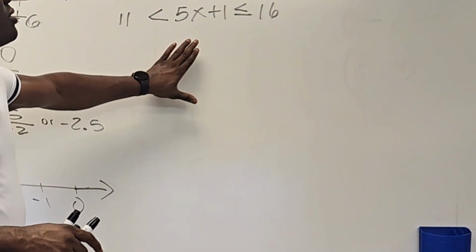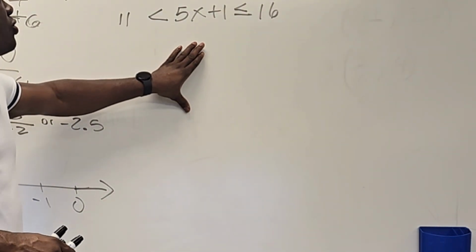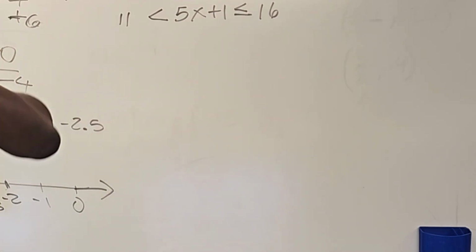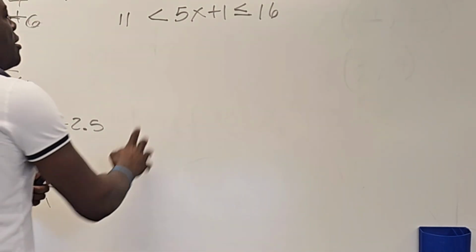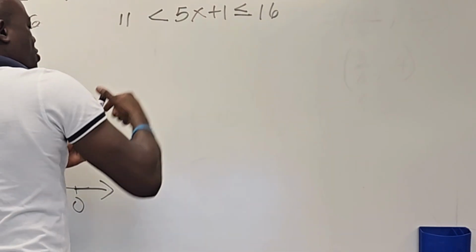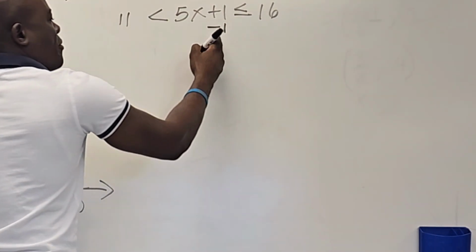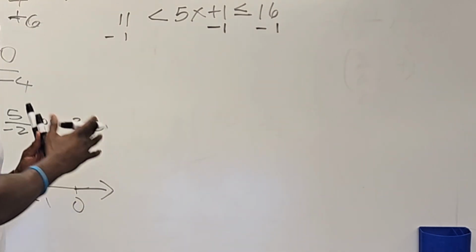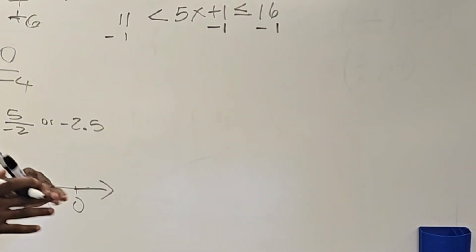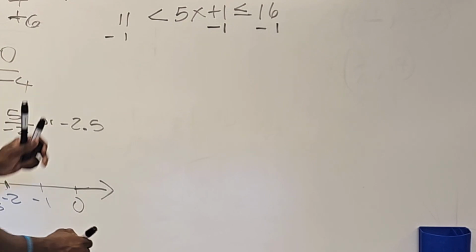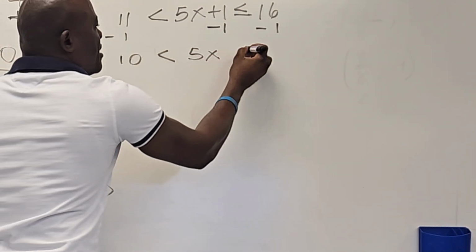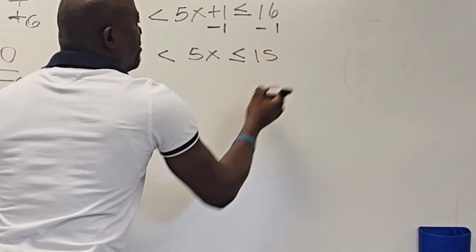Let's take a look at the third one. You could see that we could do this a number of ways, but we actually could do this one time. So what we're going to do is focus on whatever we do throughout the system. For example, I'm going to try to isolate the x. So I'm going to subtract 1 here, but I'm going to have to subtract 1 from the 16 and 1 from the 11, because I'm going to do all of them at once. So if I say 11 minus 1, this becomes 10. This is 5x less than or equal to 15.